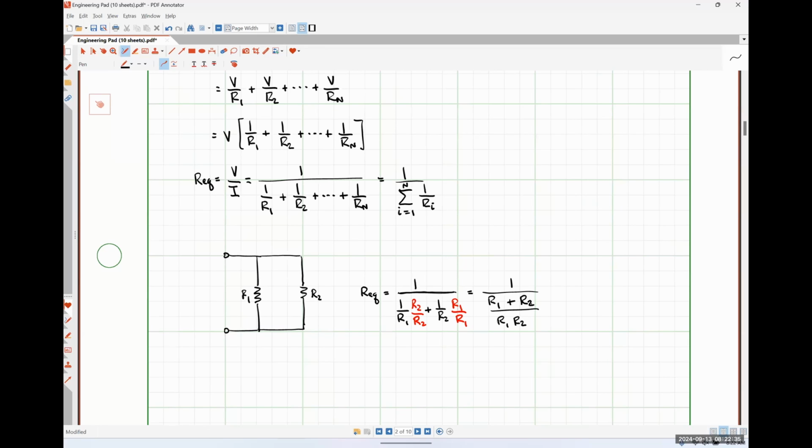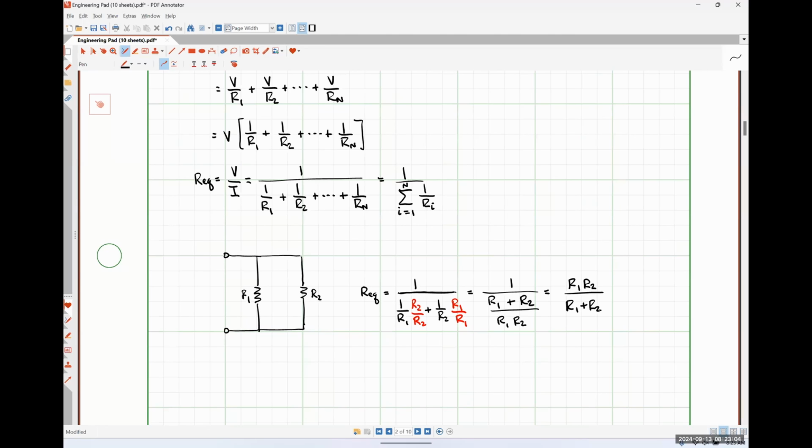So how do I divide by a fraction? I multiply by the reciprocal. So 1 over (R1 plus R2 over R1 R2) is the same thing as simply R1 times R2 over R1 plus R2. And this is a quick and dirty way of calculating the equivalent resistance when we have exactly two resistors.